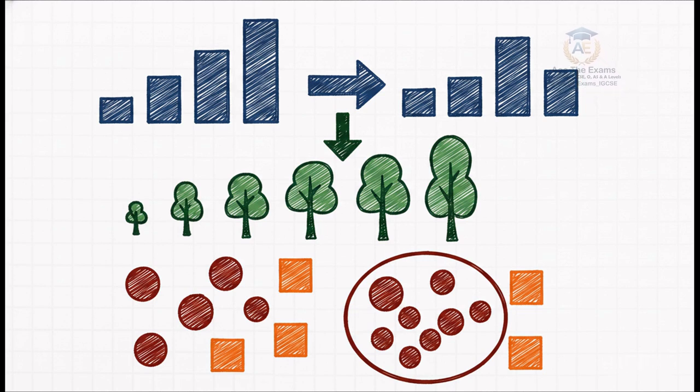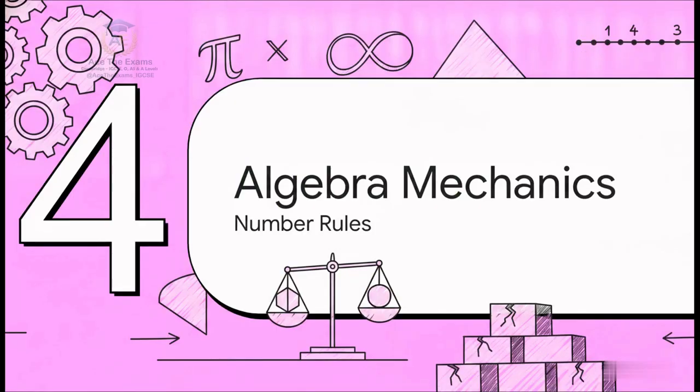Always double-check which average the problem actually requires. Finally, we reach Section 4, Algebra and Number Mechanics. If geometry is all about spatial awareness, algebra is about absolute, unbending logical laws.